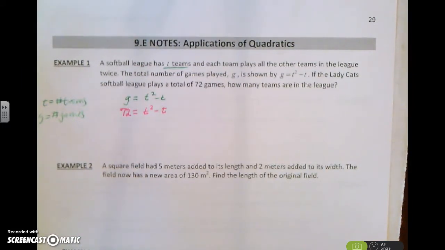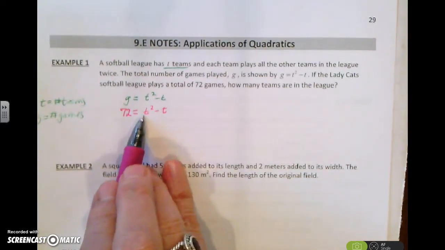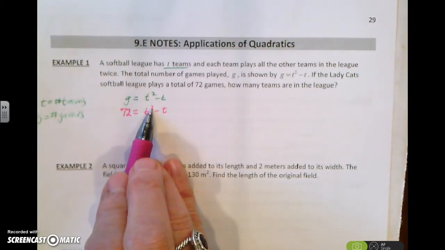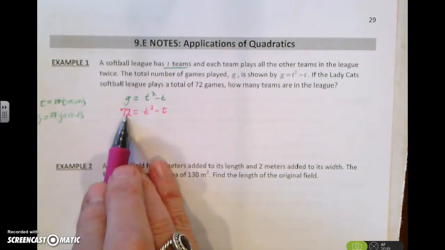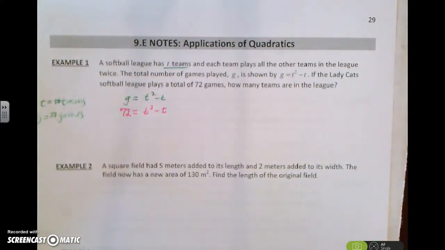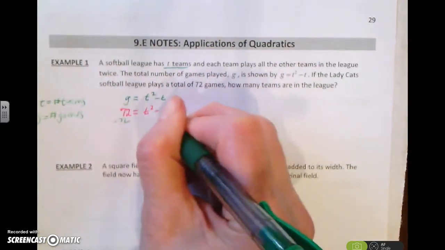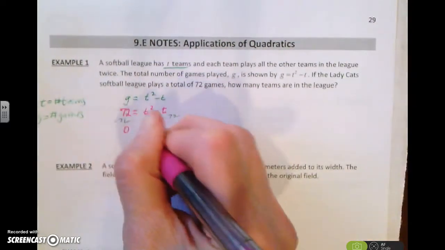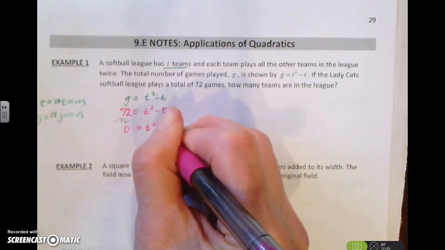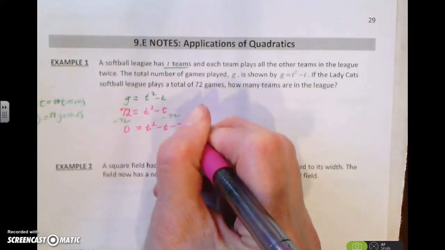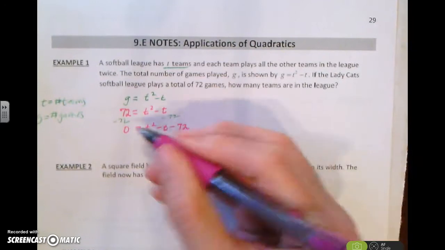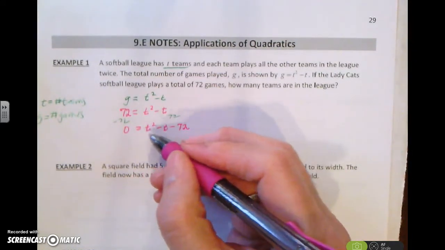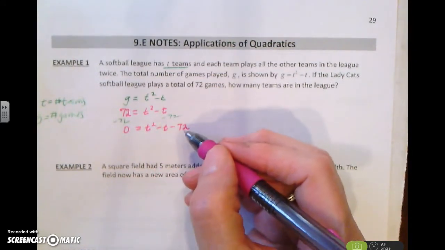So remembering back that if we have something to the second power, it's quadratic. And to solve it, we need to have a 0 on one side. So I'm going to subtract 72 from both sides of this equation so that I have 0 is equal to T squared minus T minus 72. So we've got the 0. Now we need to factor this right side.